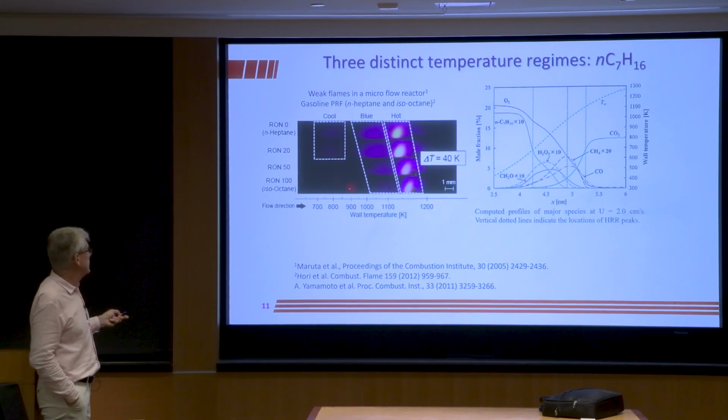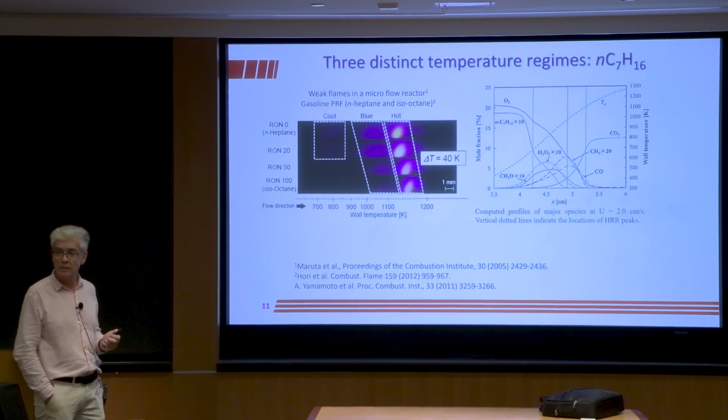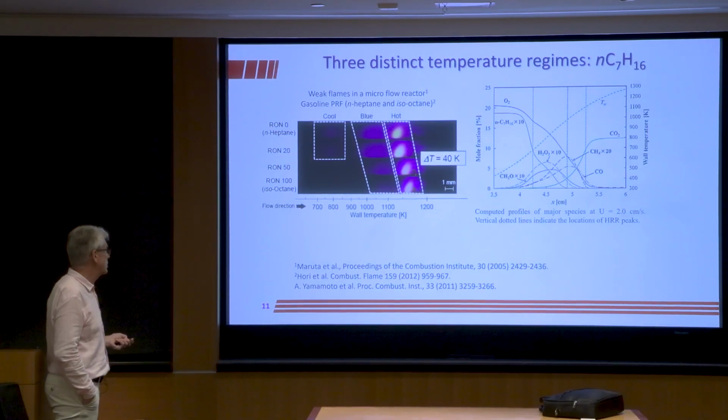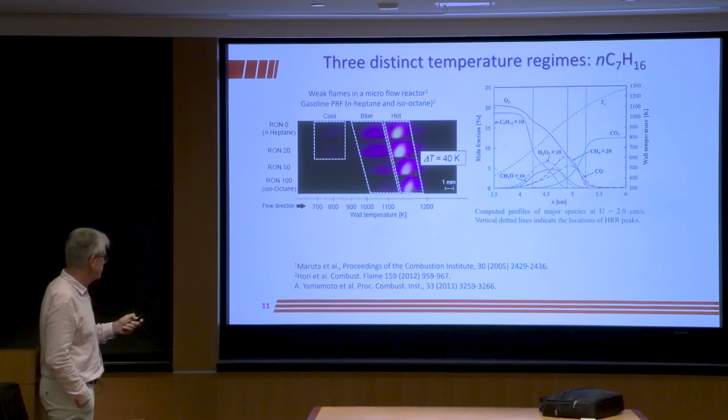You only see intermediate and high temperature flame for isooctane. You don't see very much cool flame at all. So its reactivity at lower temperature is diminished in comparison to N-heptane.